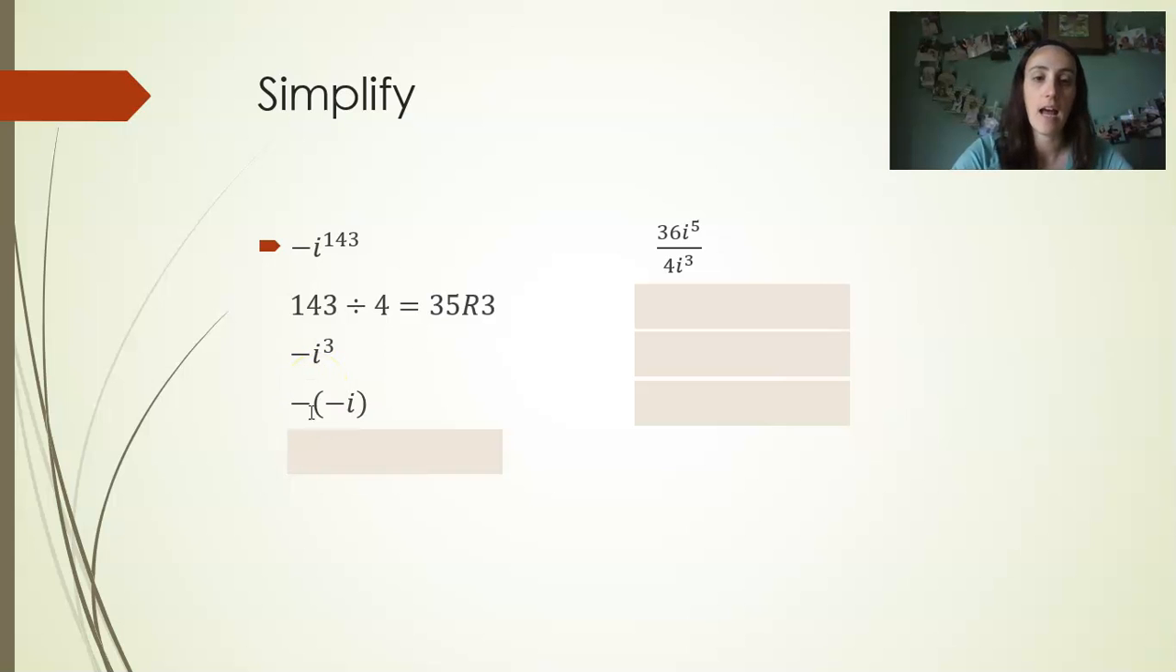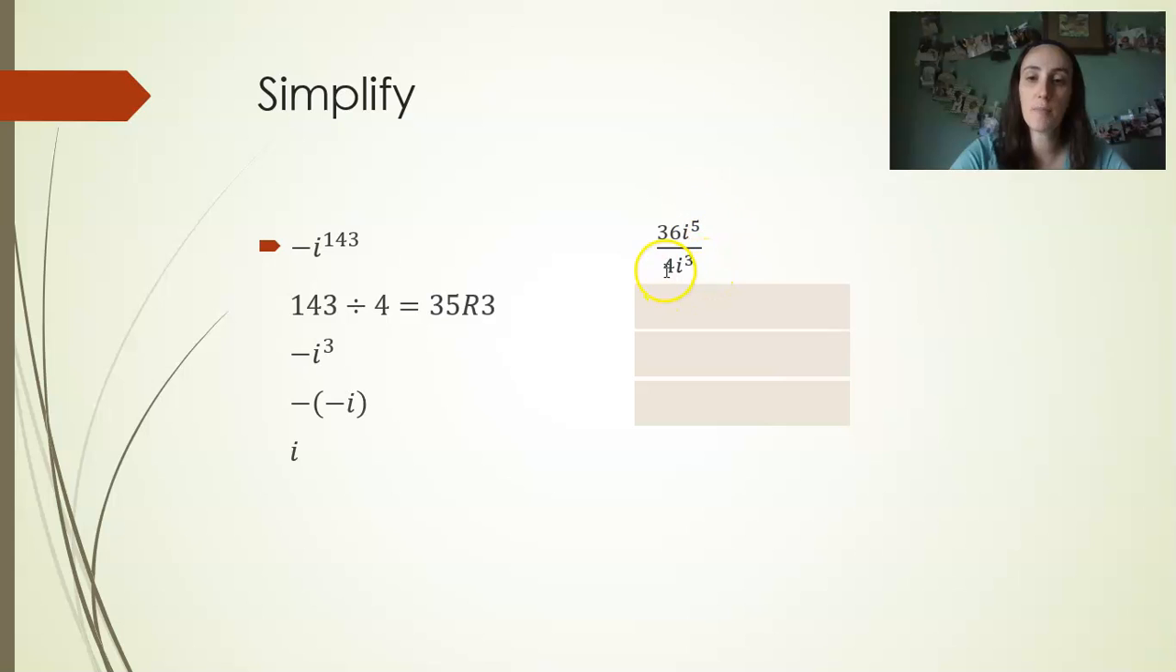I know that i cubed is -i, but this i cubed is being negated. So I have a negative -i, and a negative times a negative is a positive. So this simplifies down just to i.